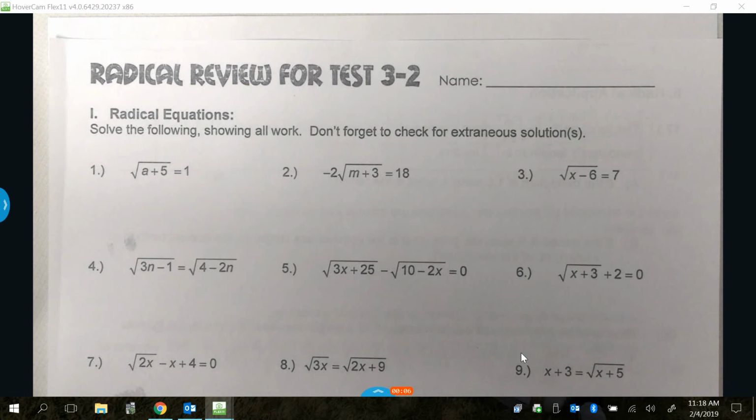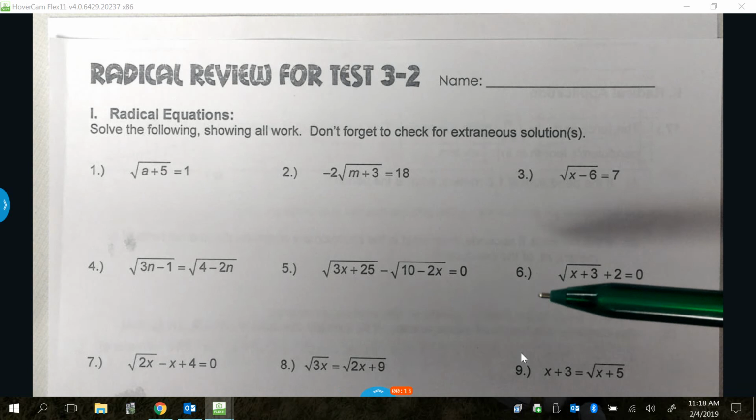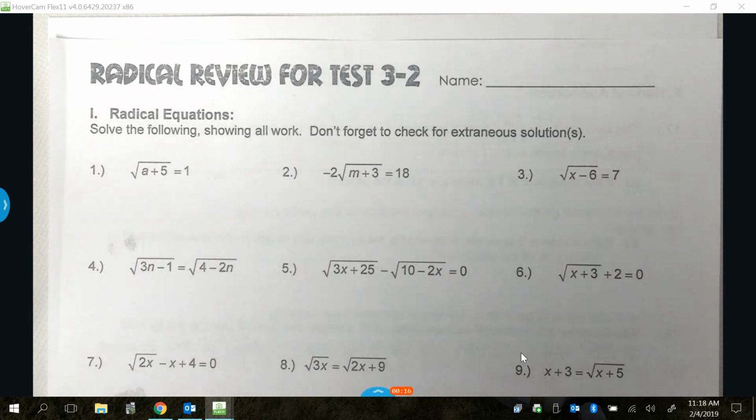So radical equations, solving the following, showing all work. Don't forget to check for extraneous solutions. So I'm going to do them by hand and also in the calculator. We're not going to do all of them in the calculator.